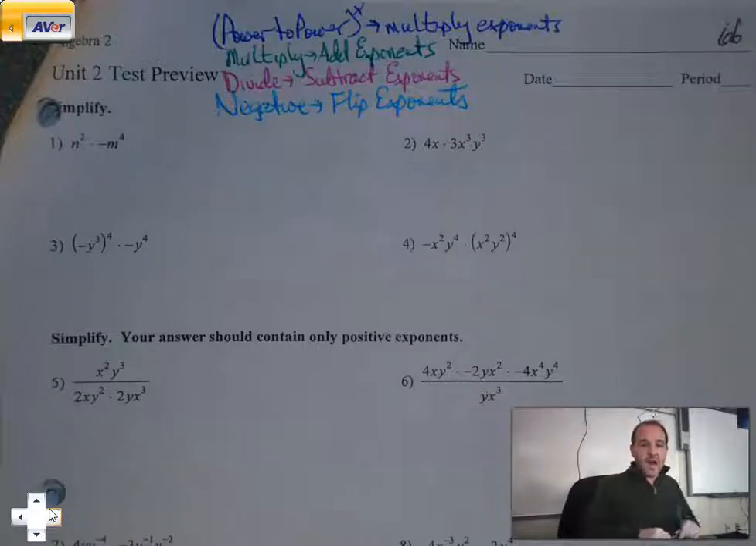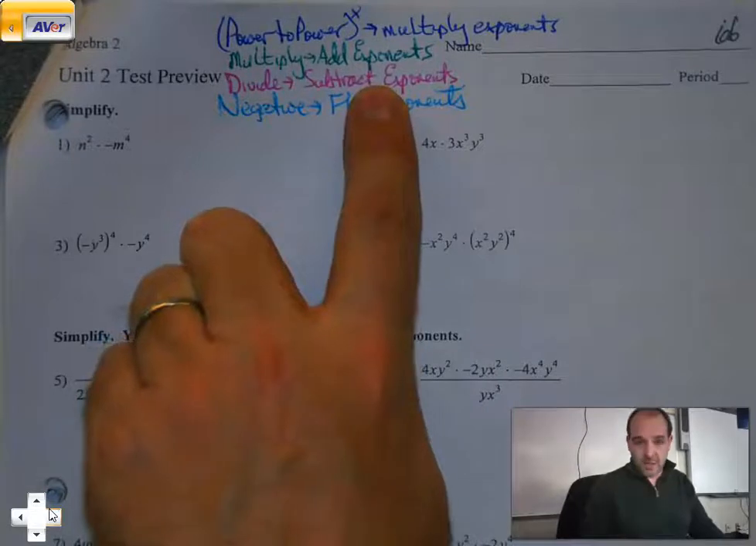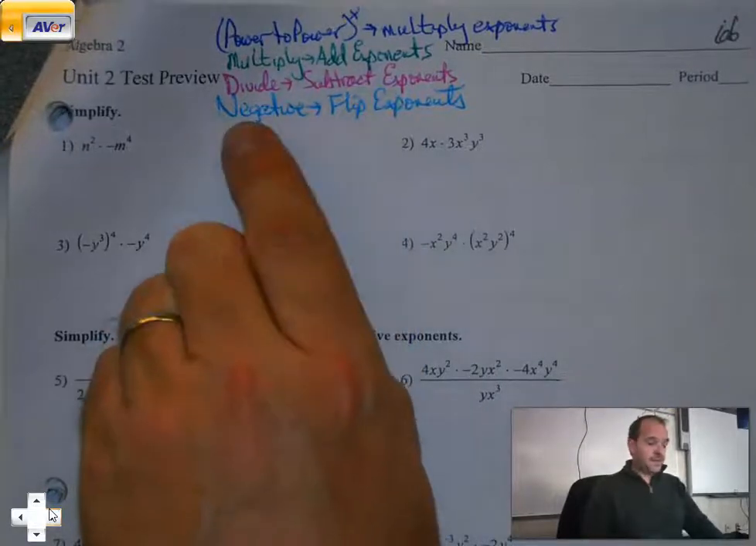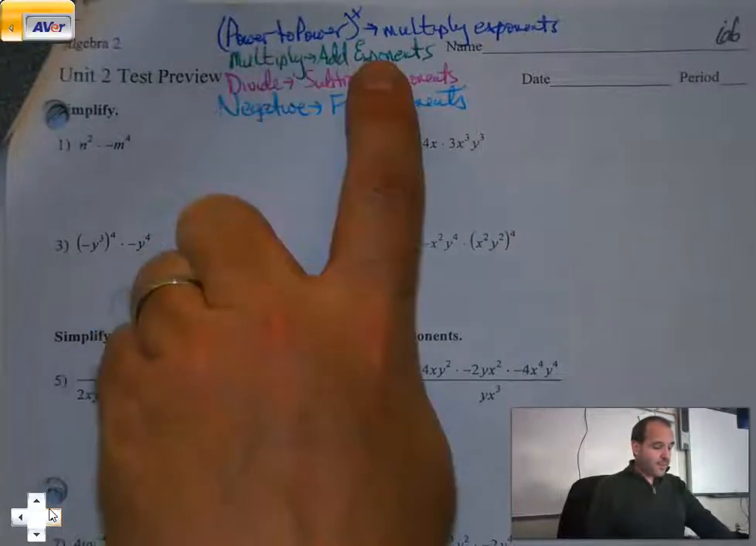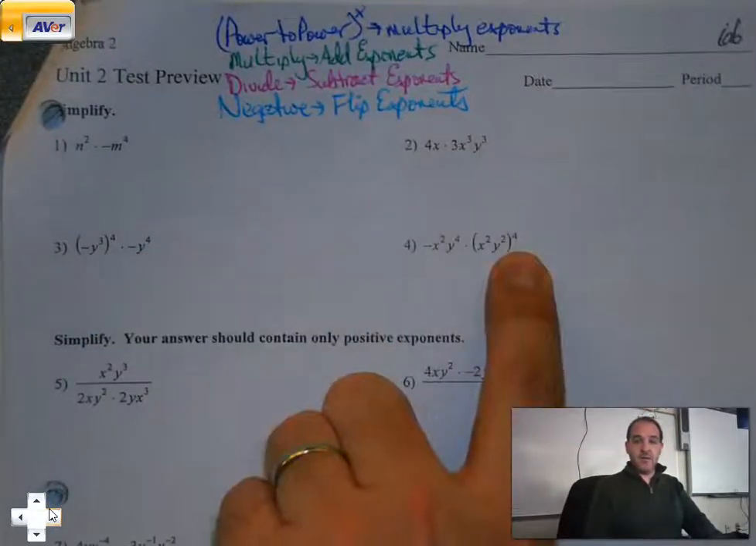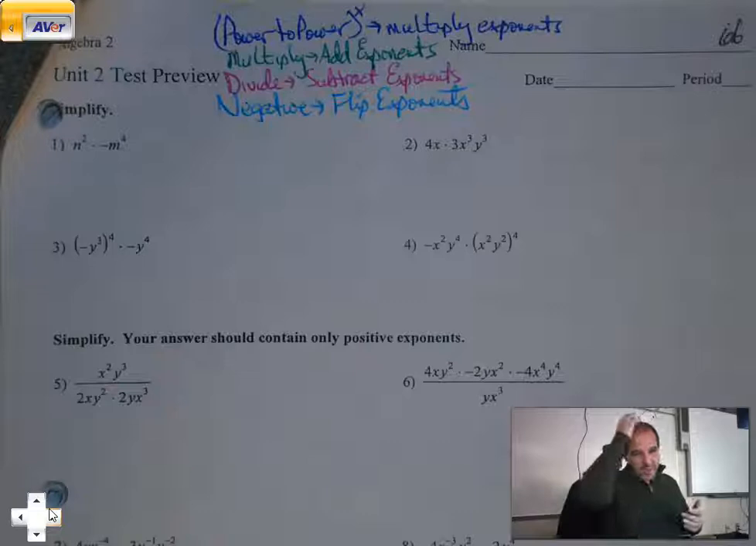So we've got our exponent rules up here at the top of the page. Okay? When we multiply, we're adding exponents. When we're dividing, we're subtracting. Bigger minus smaller. Negative exponents, we flip them to make them positive. And if we see parentheses with an exponent on the outside, we multiply the exponents. We distribute them through. So this first one, be careful.